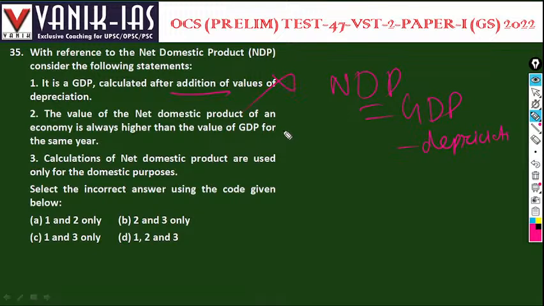The first statement is wrong. Obviously NDP will always be smaller because depreciation is subtracted from GDP. The second statement is also wrong. Calculation of net domestic product is used only for domestic purposes. Yes, this is right. So options 1 and 2 are incorrect.